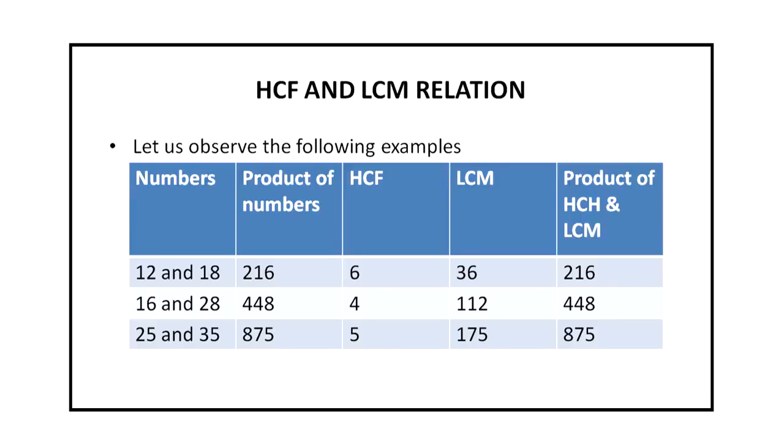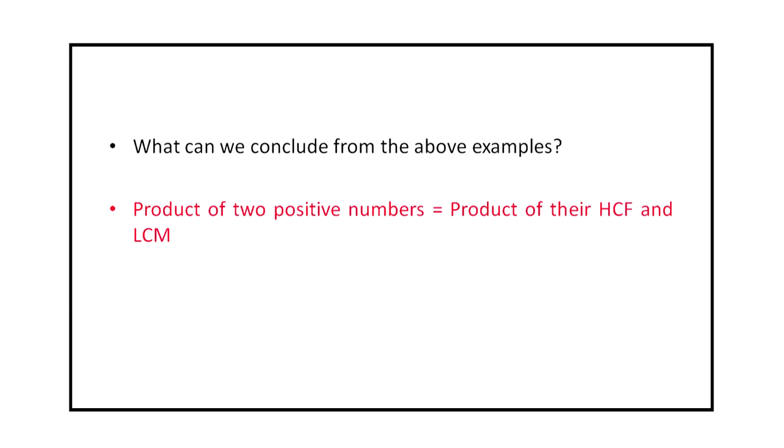For the third example, I am using the numbers 25 and 35. When we multiply them, we get 875. HCF will be equal to 5. When LCM is determined, we get 175. And when we multiply HCF and LCM, we get 875. So what can we conclude from the above examples? It is interesting to note that the product of two positive numbers equals the product of their HCF and LCM.